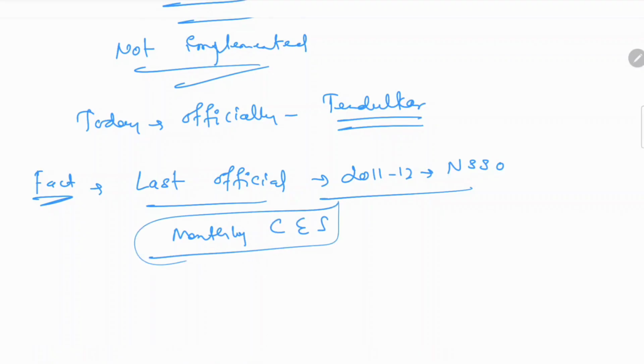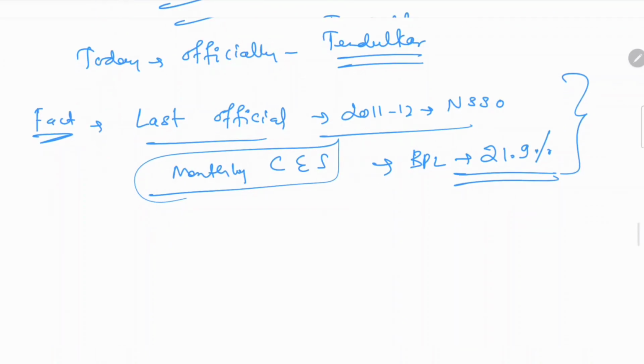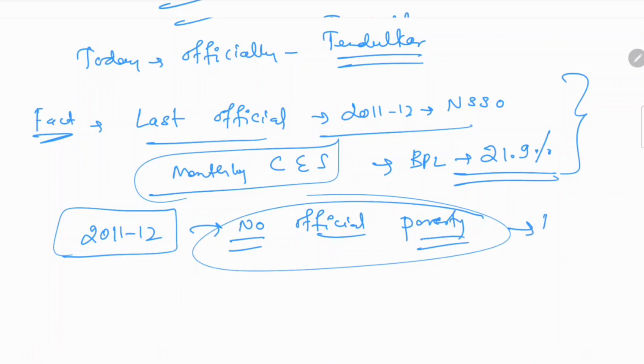Okay, the monthly consumption expenditure survey estimated that the below poverty line population of India is at 21.9%. This was the estimation of the Tendulkar committee, and since this last 2011-12 official poverty line estimation, there is no official poverty estimation. Remember this. By whom? By the NSSO.